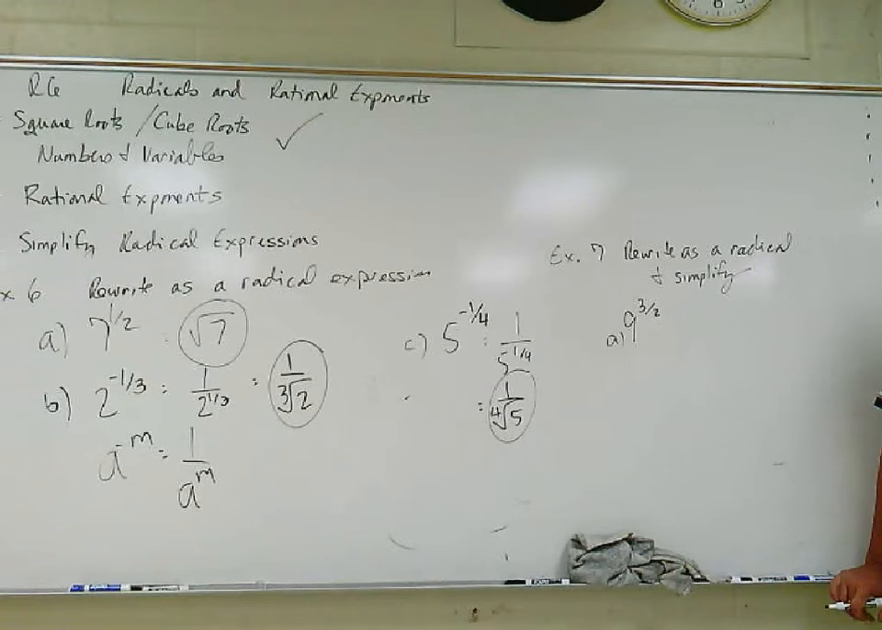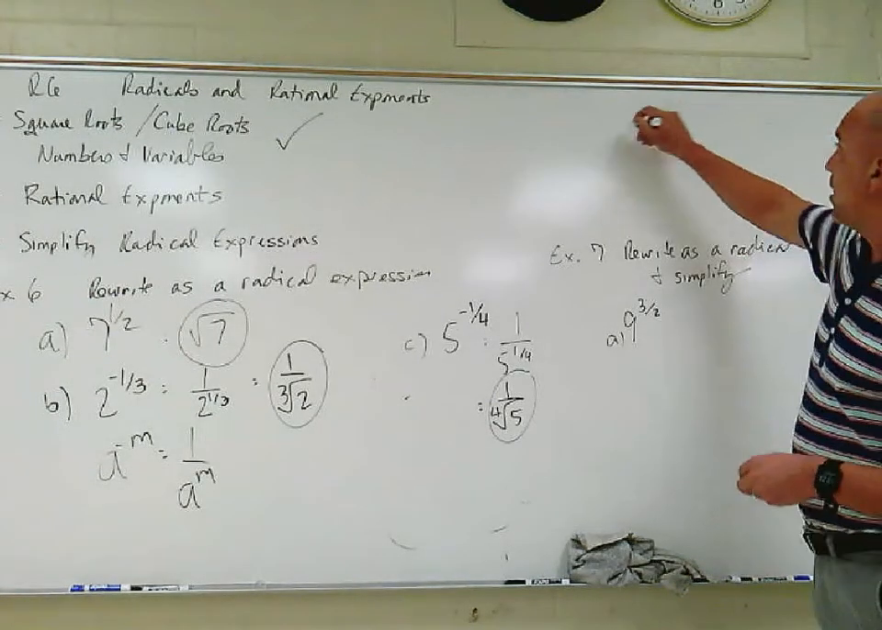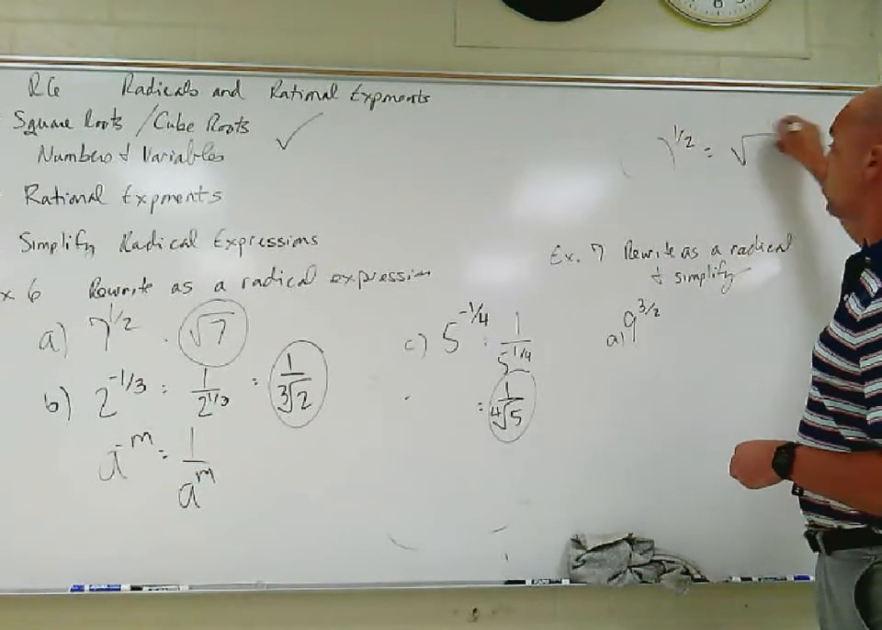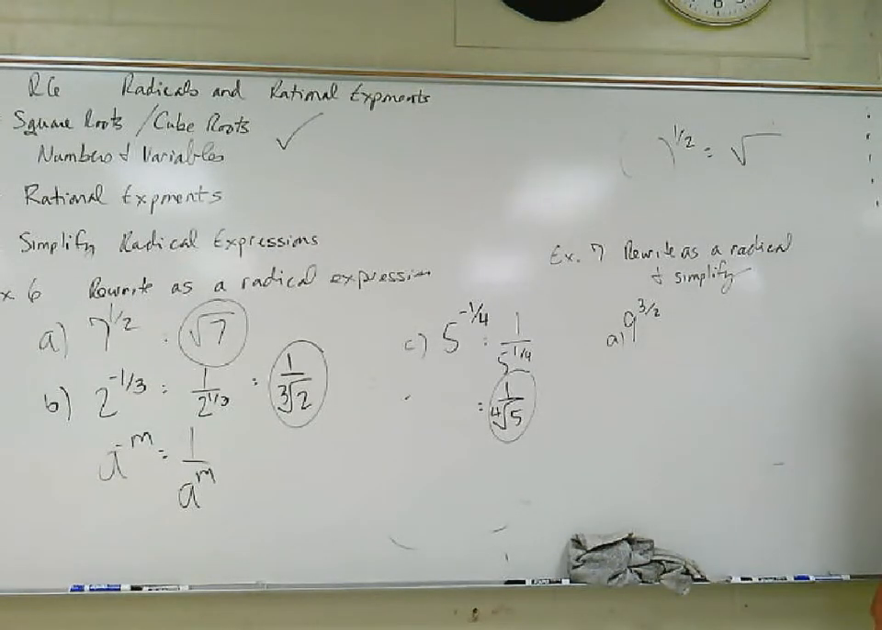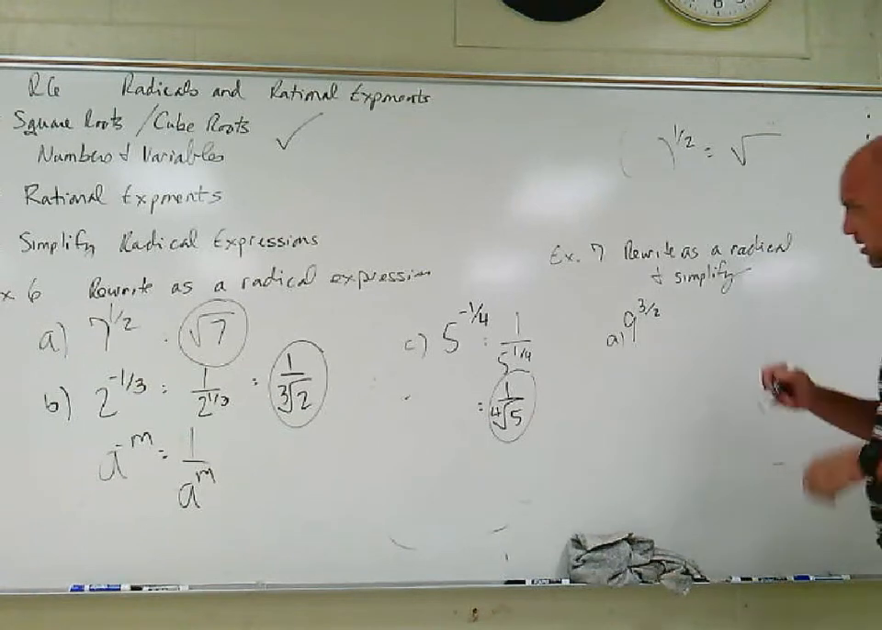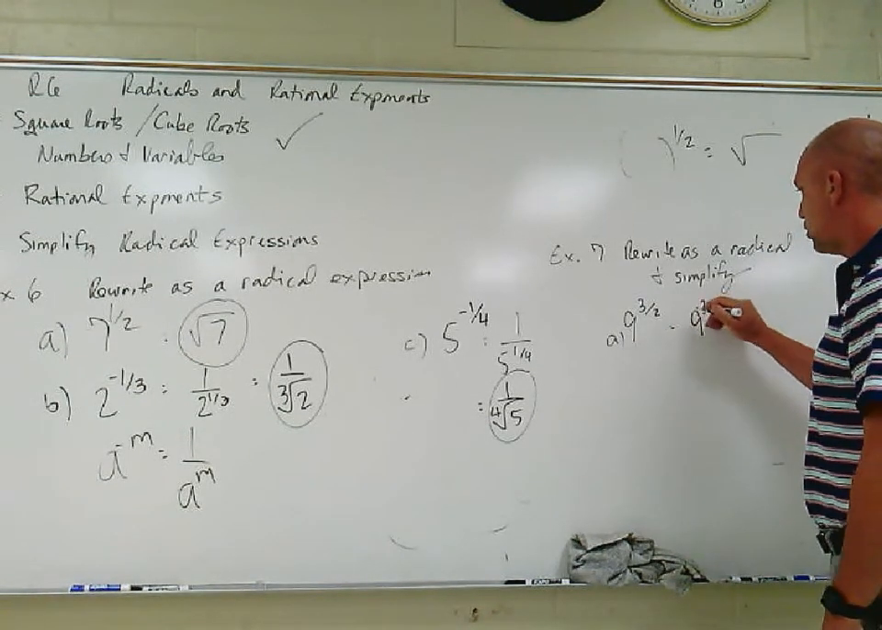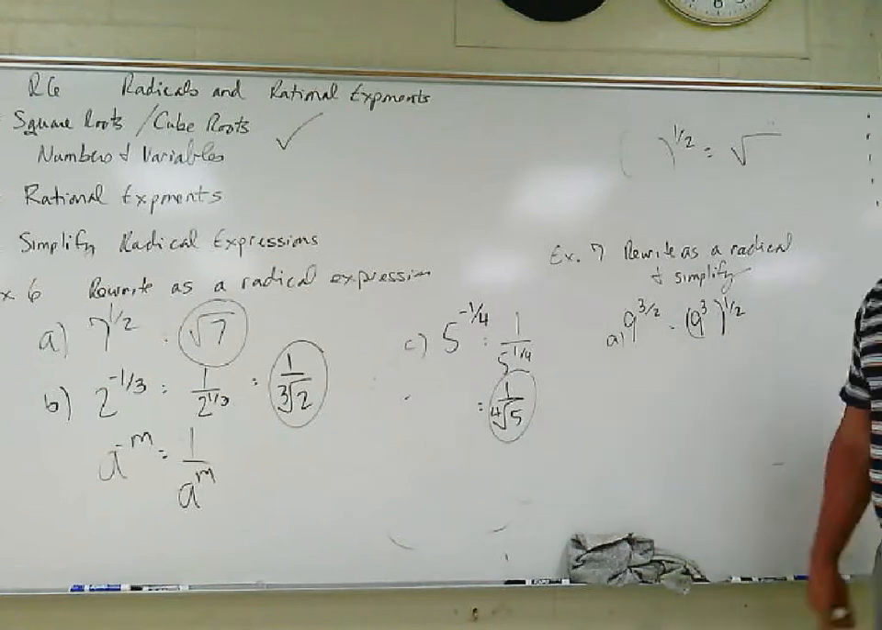Now, look at question 7. What's the issue with the question on number 7? Anybody notice? Yeah, it's not 1 over, it's 3 over. Okay? Does everybody understand? I have to have 1/2 to make it a square root. It's 3/2. So the first thing I want you to understand is, what does the exponent 3/2 mean? It means 9 cubed to the 1/2.